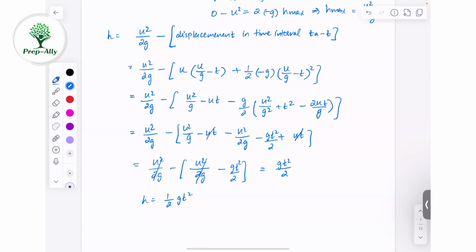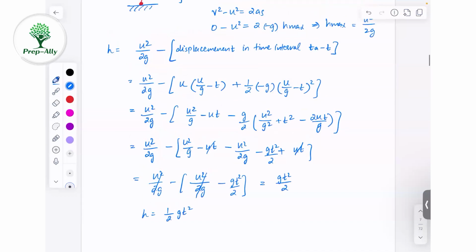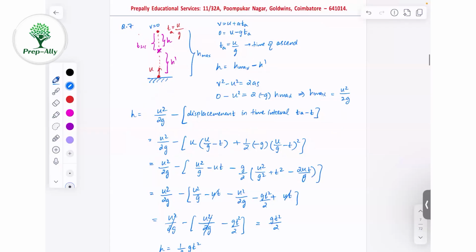So I hope the steps are clear. We just found this h dash from the maximum height and the displacement in the appropriate time interval.